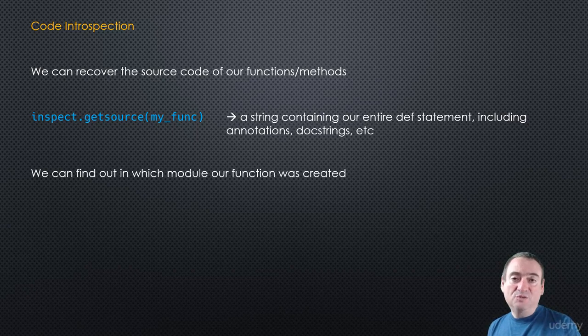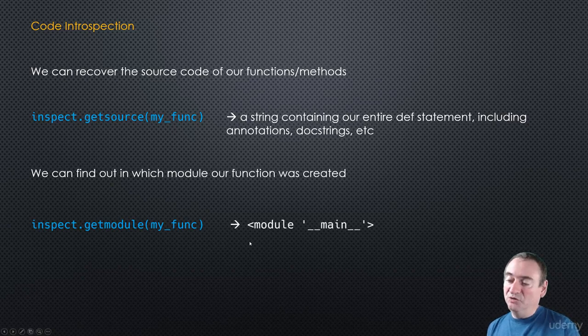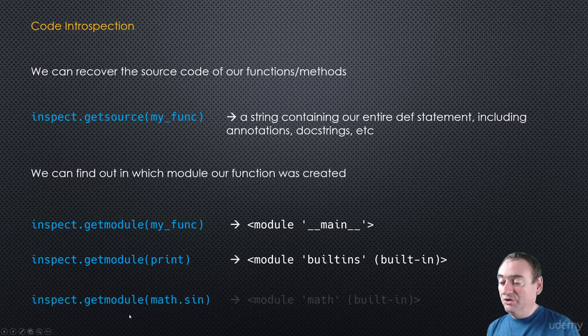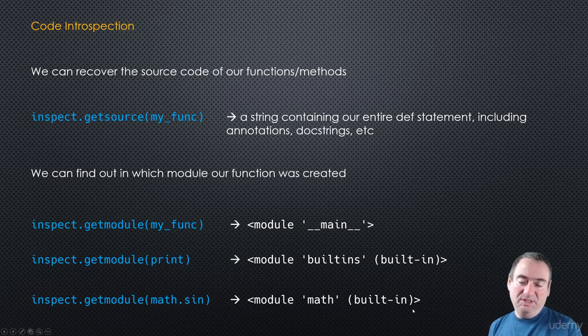Now we can also find out in which module the function was created, and Python will attempt to do that. The getmodule function is going to try and tell you where my func was created. So for example, if we're running inside the module main, like we had in the previous example, we'd get the module __main__. This is where it was created. On the other hand, you can also use a built-in function like print. It will tell you it comes from the module builtins, which is a built-in module. Same thing, you can look at the sin function in the math module. When you do that, it will tell you sin was defined in the module math, which is also a built-in module.